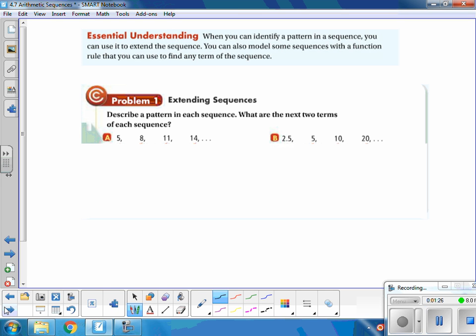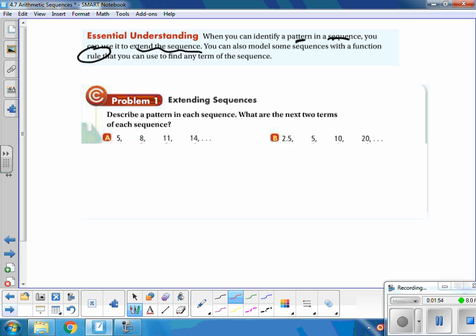All right, when you identify a pattern in a sequence, because a pattern makes a sequence, you can use it to extend that sequence. So to keep going, find the pattern, use the pattern. You can also model some sequences with a function rule. That's really what we're growing into, trying to create that rule, find out what the function is. You guys have been doing this probably for a while now, that function machine: put something in, get something out. What is happening in the machine?